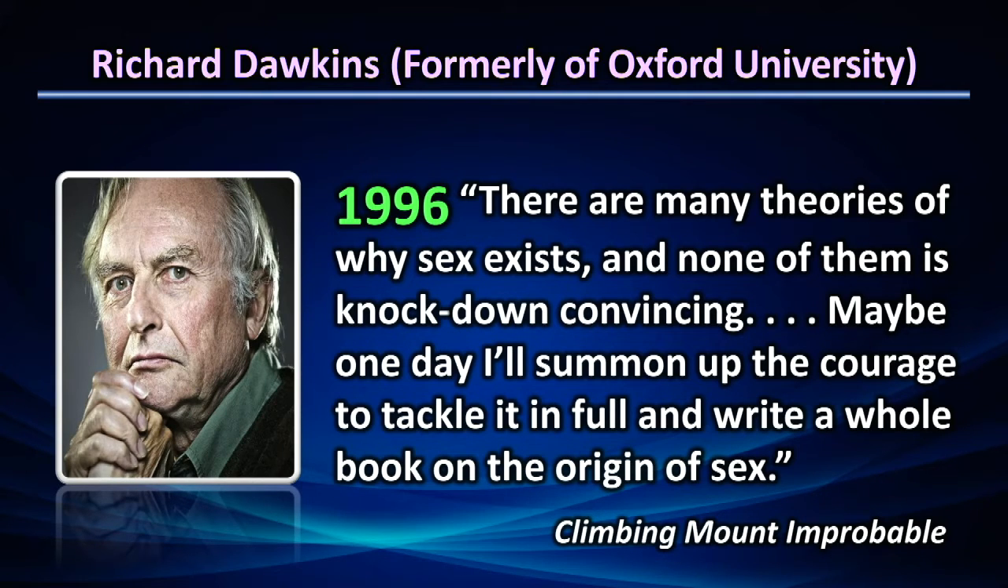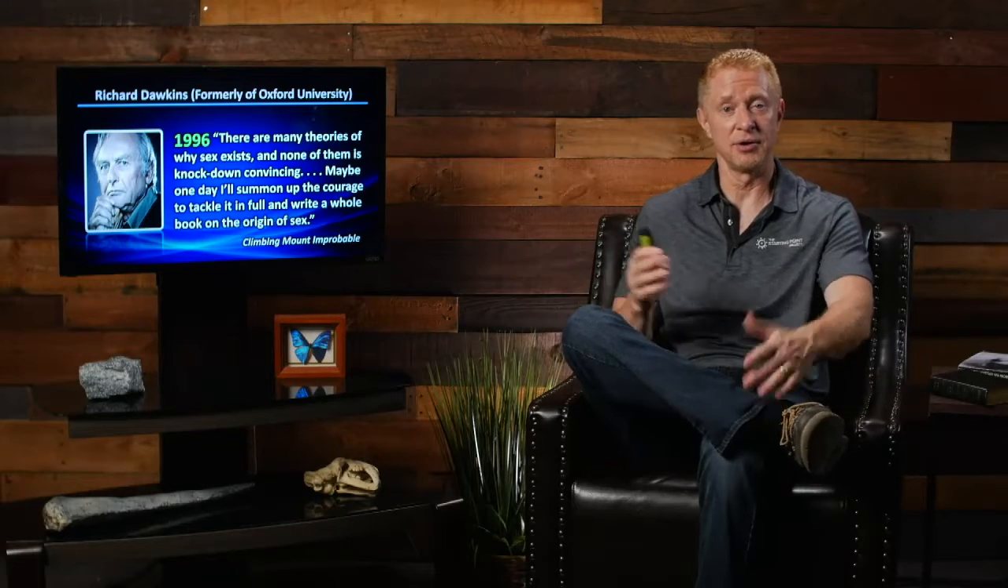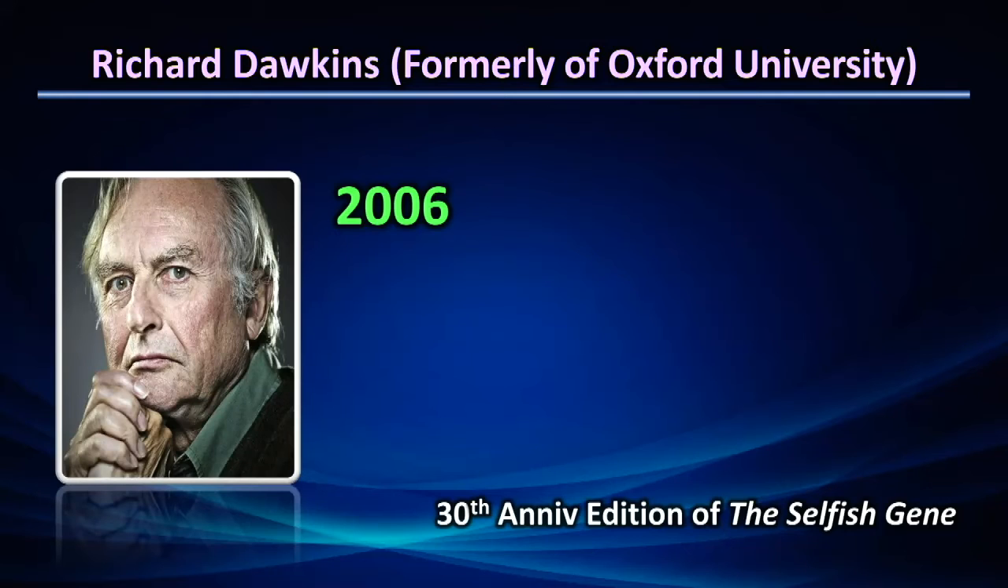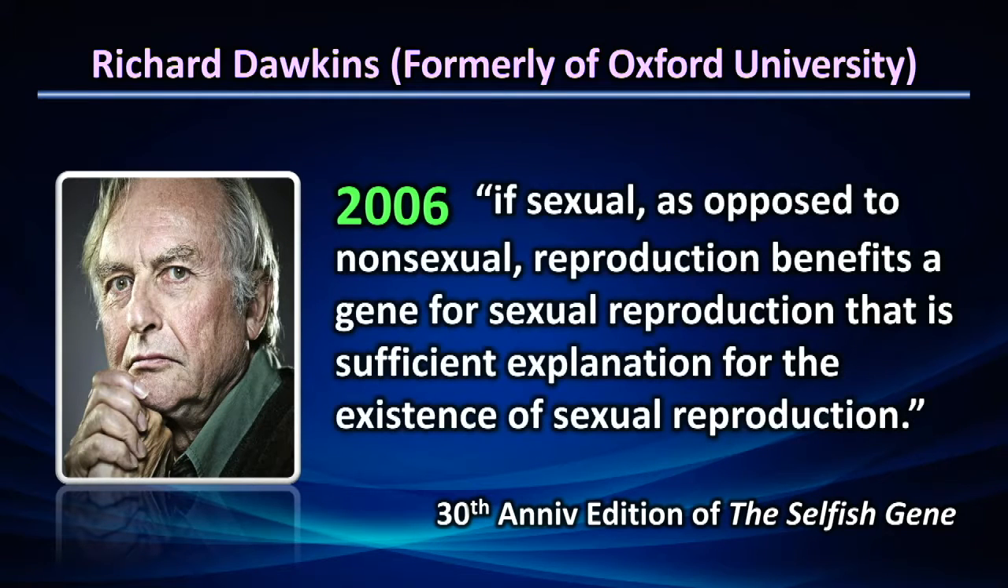Maybe one day I'll summon up the courage to tackle it in full and write a whole book on the origin of sex. Well, that was 10 years later. It didn't happen. And actually, to date, it still hasn't happened. Fast forward another 10 years, 2006, the 30th anniversary edition of the Selfish Gene that he wrote, said if sexual, as opposed to non-sexual, reproduction benefits a gene for sexual reproduction, that is sufficient explanation for the existence of sexual reproduction. I'll comment on that more in a second.